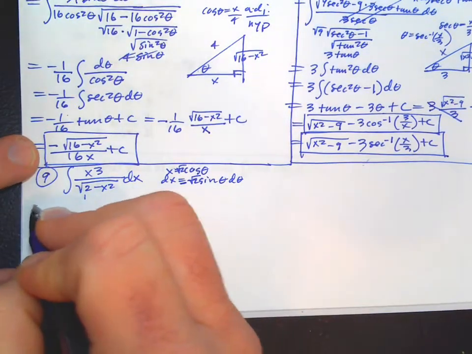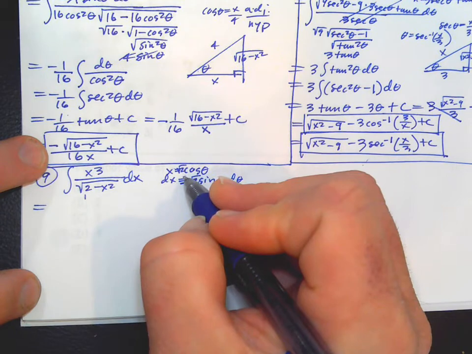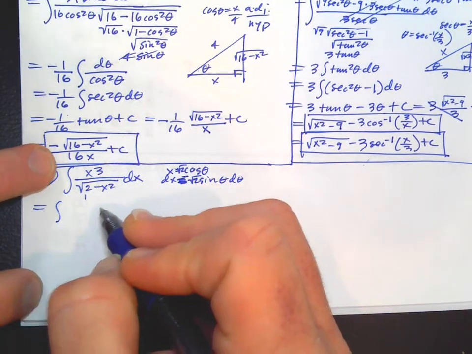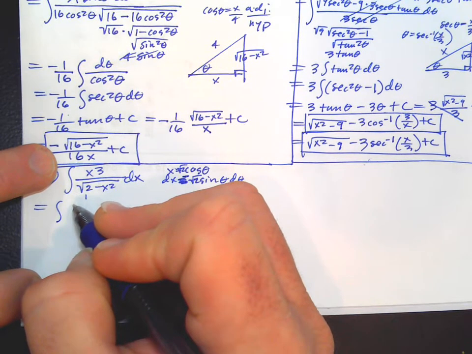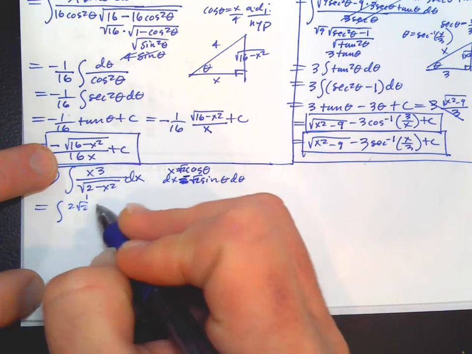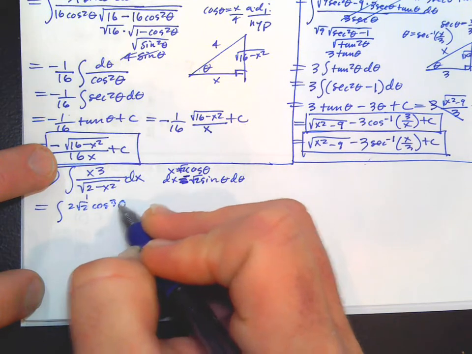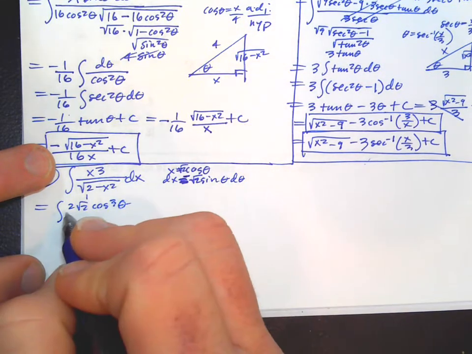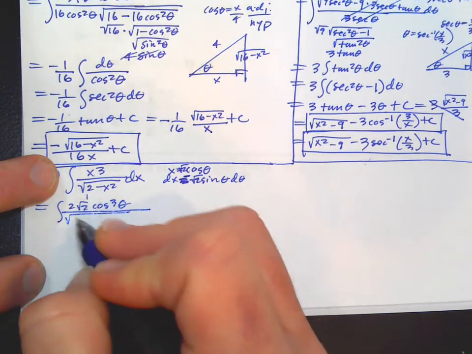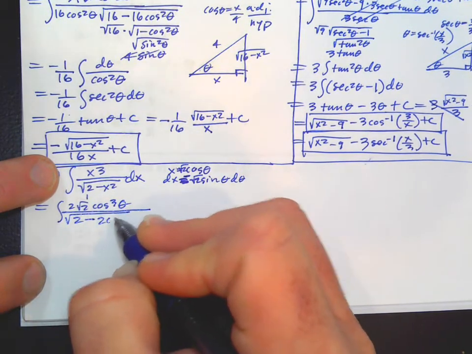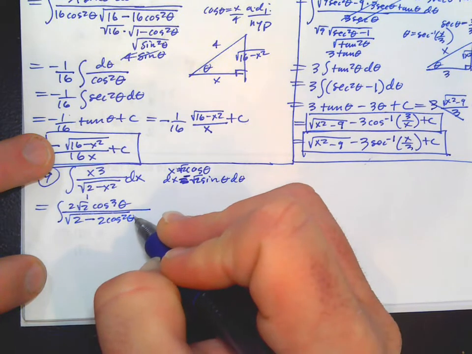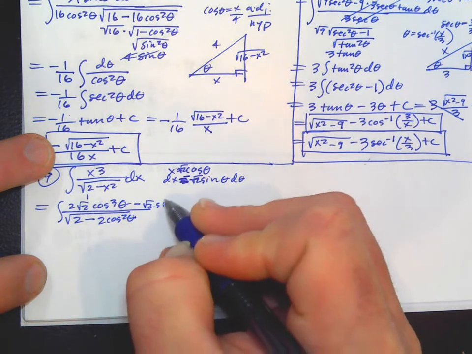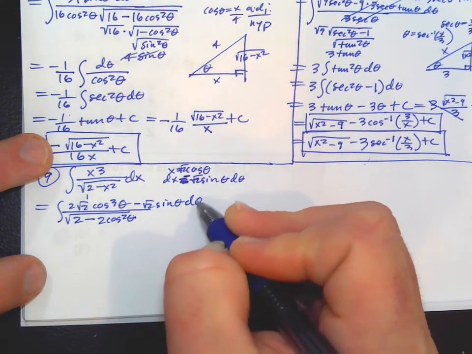So then we rewrite it. X cubed is going to be 2 root 2 cosine cubed. So I cubed the root 2, which gives you square root of 8, which is 2 root 2, all over 2 minus 2 cosine squared theta. And then dx is going to be negative root 2 sine theta d theta. So you got to replace dx with that whole thing.